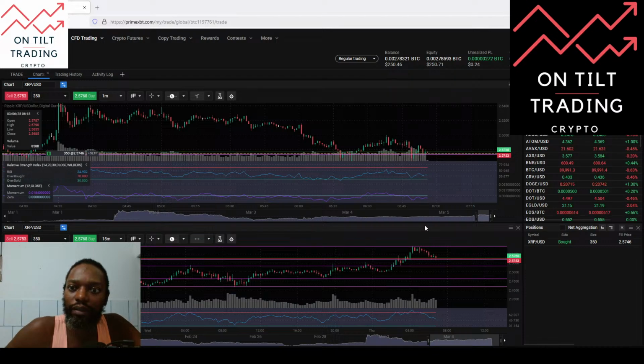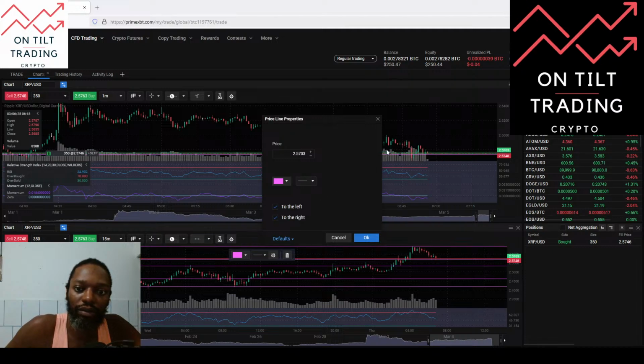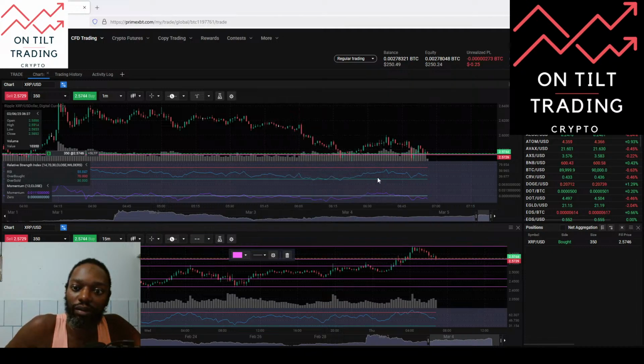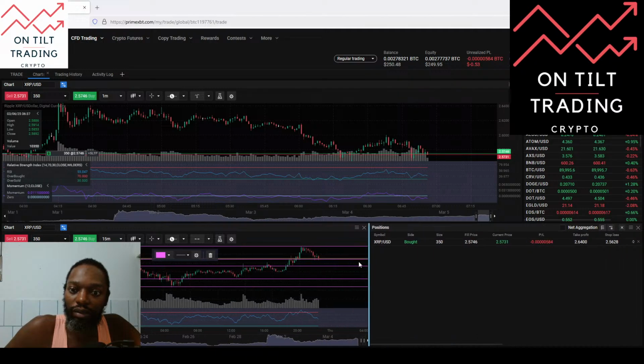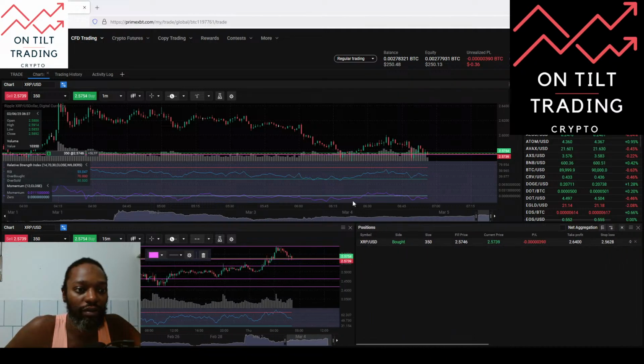But I think I'm probably going to get stopped out. Actually, I'm going to exit this position. I don't think it's a good position. I think it's going to fail because we've already hit the target up here.